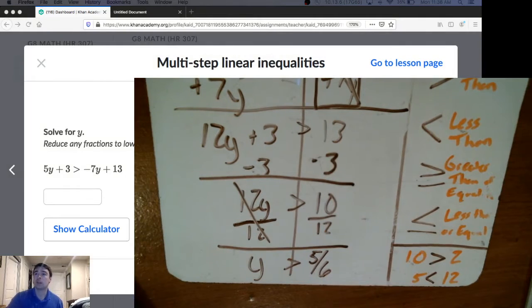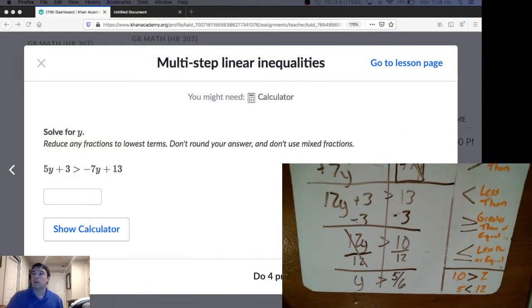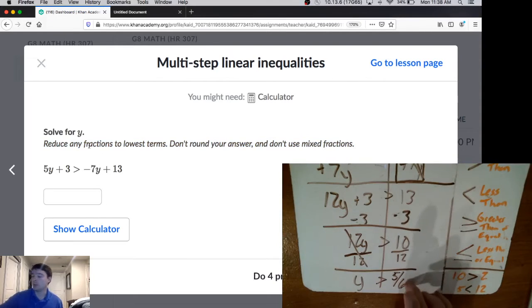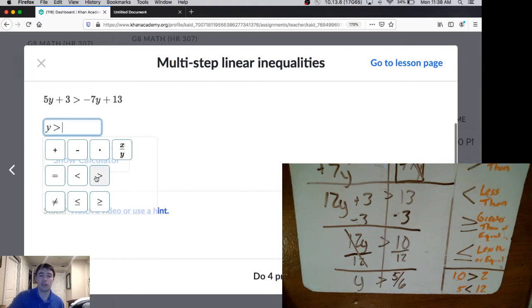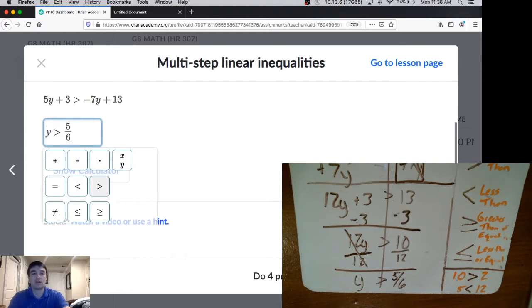And as we're going to see here when I put this answer in now, they asked us to reduce any fractions to the lowest terms. So that's what I was doing there at the end. I took 10/12, I reduced it to 5/6. So that's going to be our ultimate answer here. Y needs to be greater in value than the fraction 5 over 6.